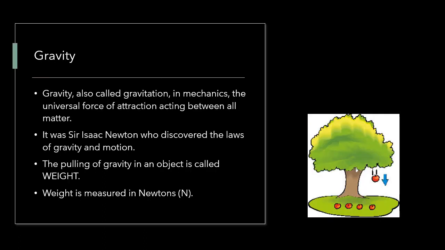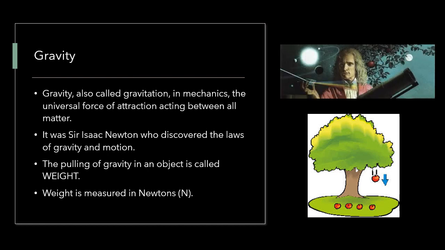The first one is gravity. Gravity, also known as gravitation. In mechanics, it is the universal force acting between all matter. This force causes all objects to fall down to the earth. It was Sir Isaac Newton who discovered the laws of gravity and motion. And the pull of gravity on an object is called weight. Weight is measured in newtons.